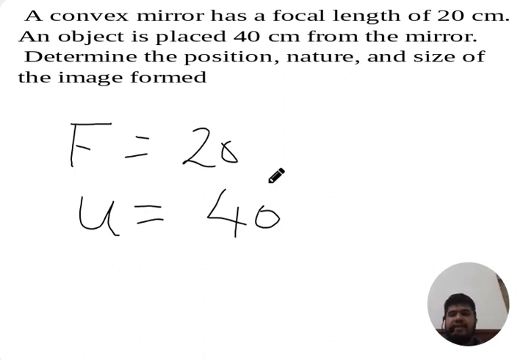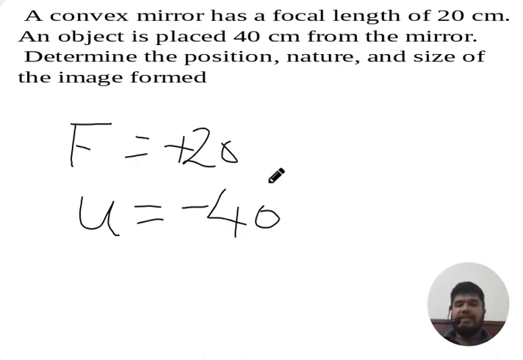Which mirror is this? It is a convex mirror, so we need to apply the Cartesian method to this problem. By applying the Cartesian method, the focal length is plus 20 and the object distance will be minus 40. After that we need to find the image distance.